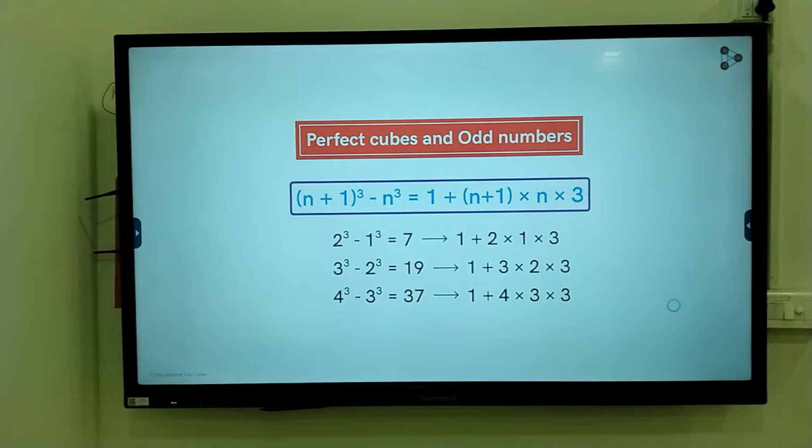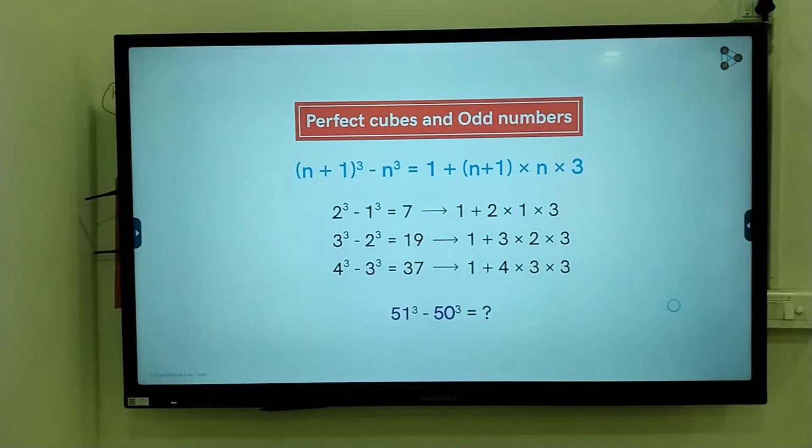Now by applying the same pattern, can you find 51 cubed minus 50 cubed? Do share your answers with us in the comment section below.